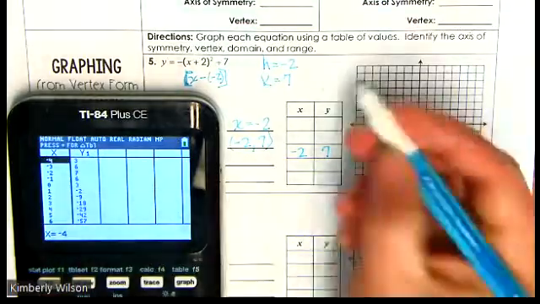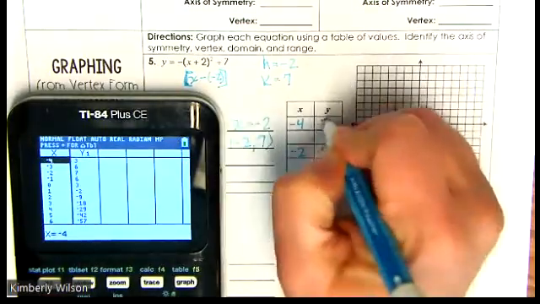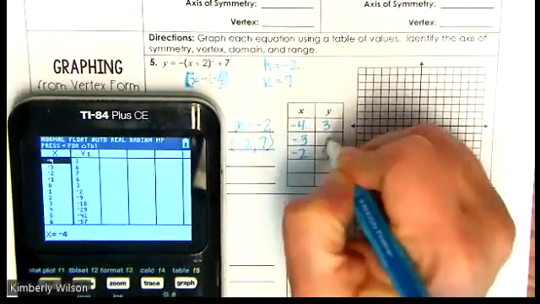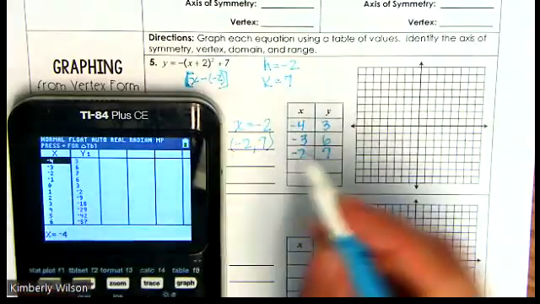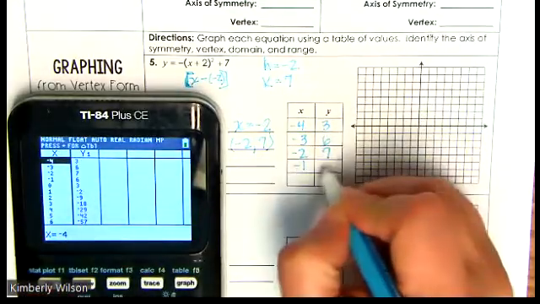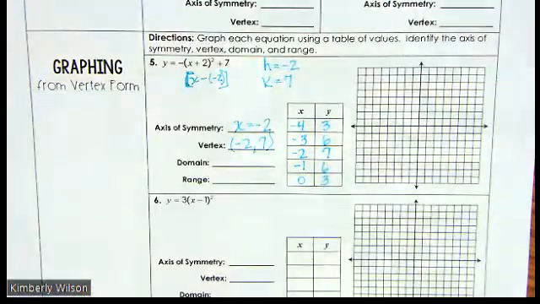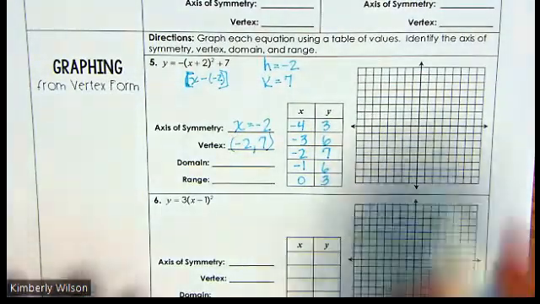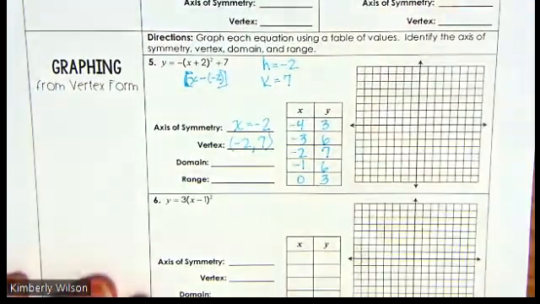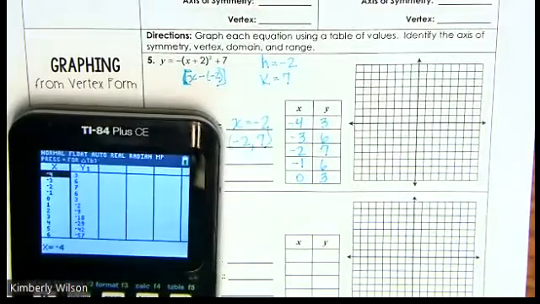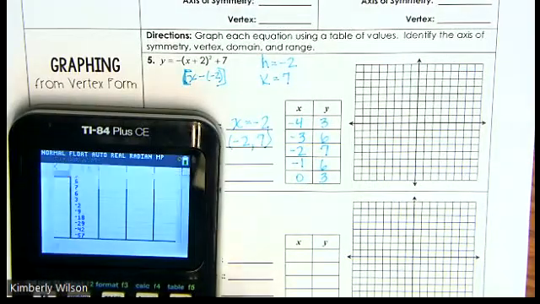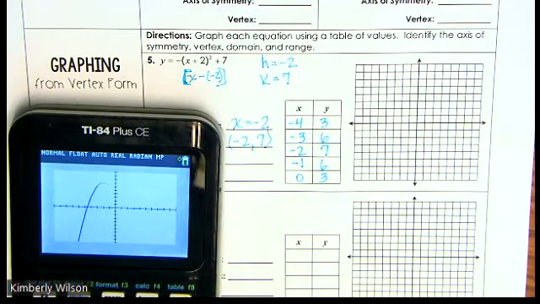above. So now I see my points are negative 4, 3, negative 3, 6, negative 2, 7, negative 1, 6, 0, 3. Okay, now we plot our points. Oh, before I do that, I'm going to look at what the graph is. So I'm going to go to graph. And what I notice right now is it opens down.